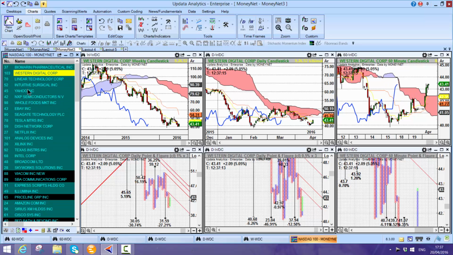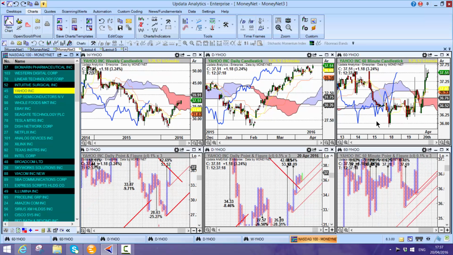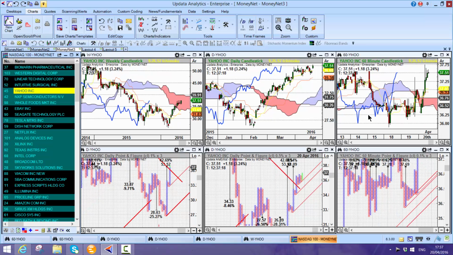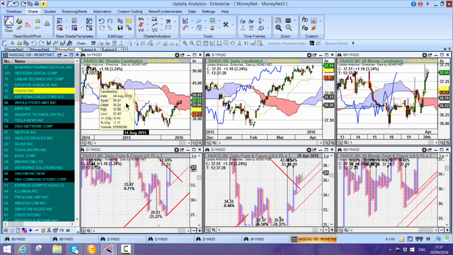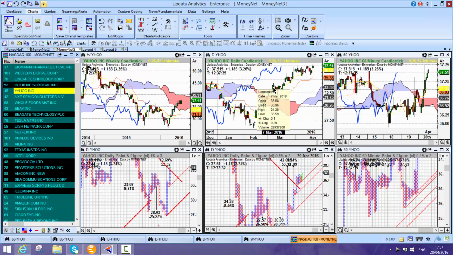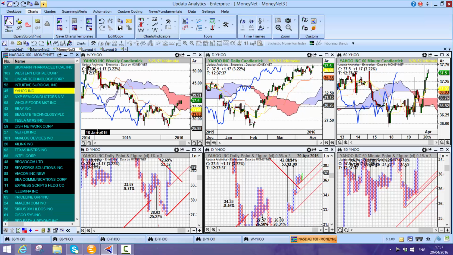We can take a look at something like Yahoo, for example. Notice how quickly all these charts just come in. So this is weekly, daily, 60-minute again, 1%, 0.5%, and the short-term charts. So Yahoo giving some upside signals here, but it has been bearish below this cloud for quite a while. So long-term bearish, but short-term bullish, and that's just a really powerful screen as well.